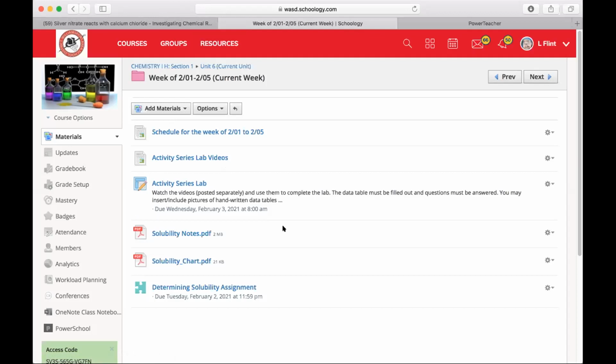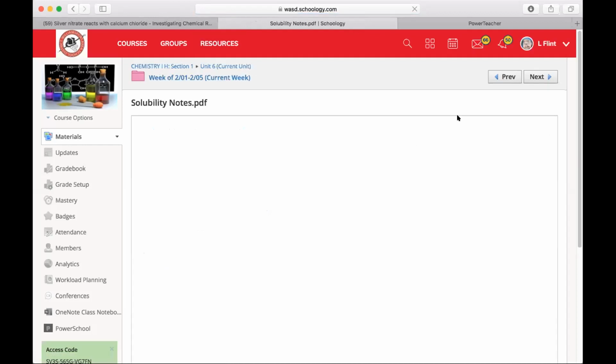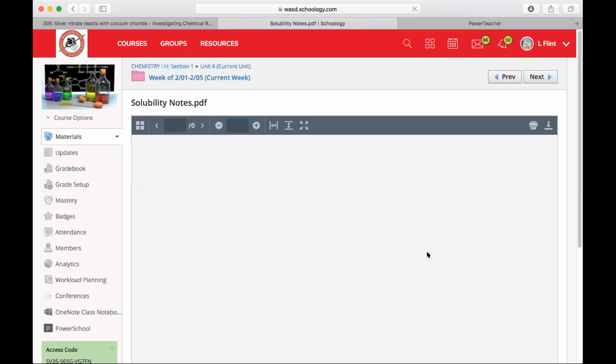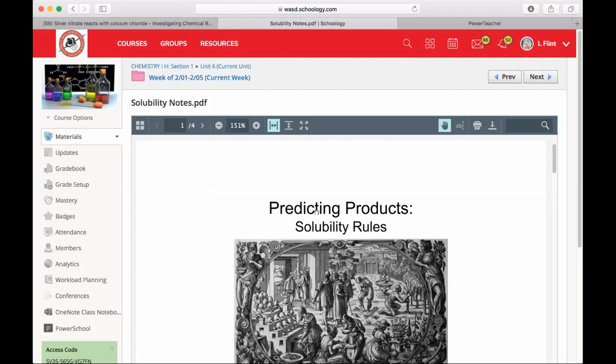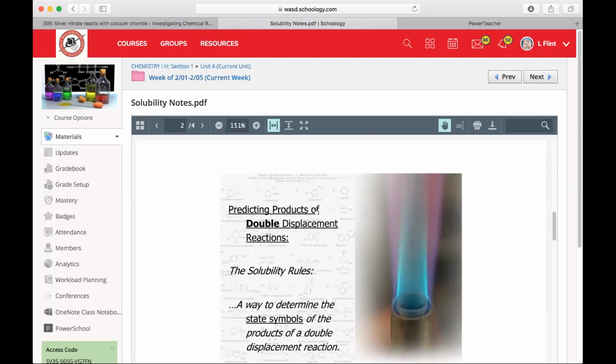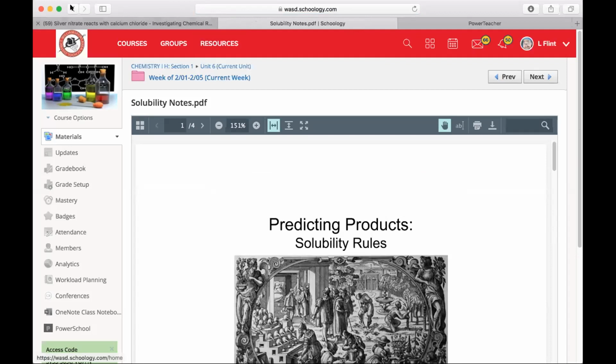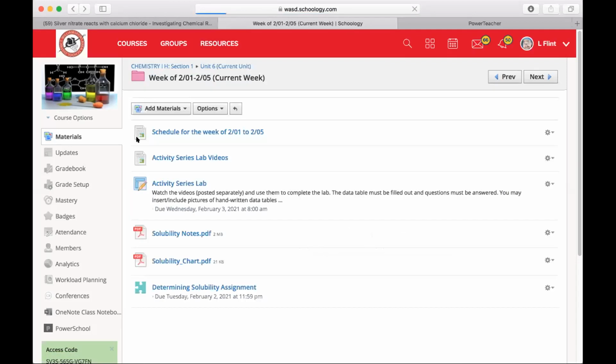The other things you'll see in the folder: there's this thing that says solubility notes. This is a PDF of slides from a PowerPoint that I'll show you today about the solubility chart and how solubility rules work. So that's here for your reference. It's only a couple pages long, but there are more examples that I'll show you here in class, and of course it's in the video too.